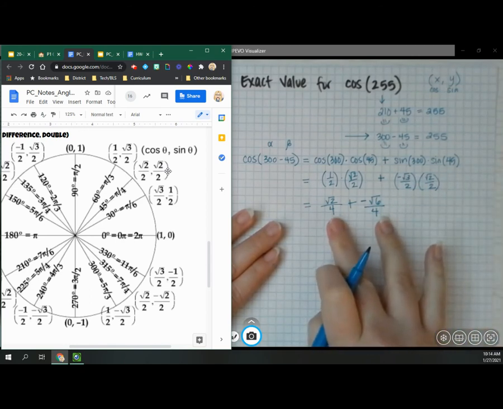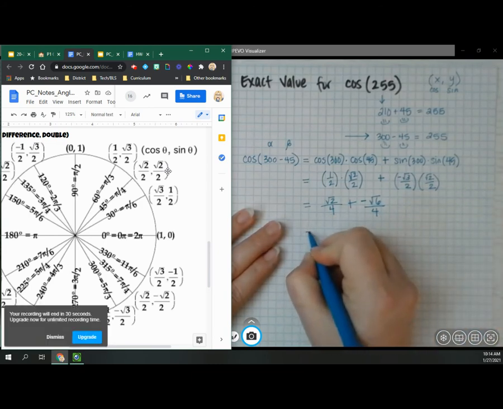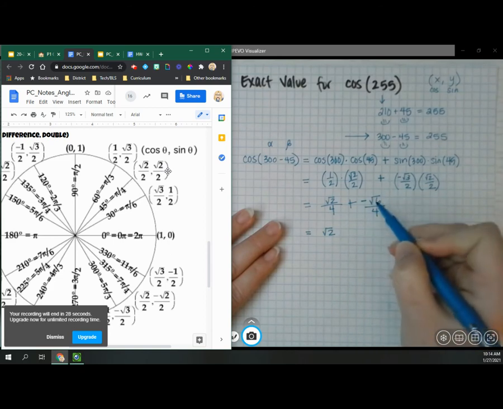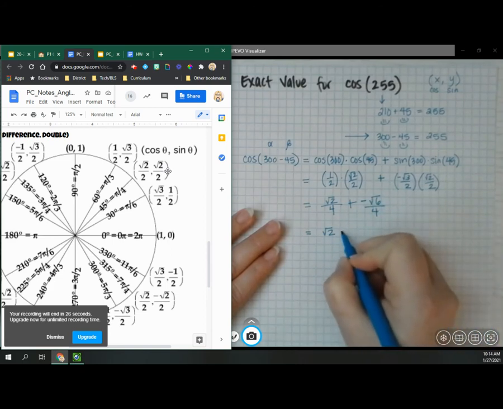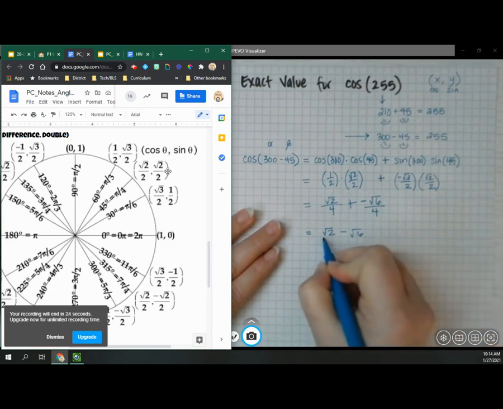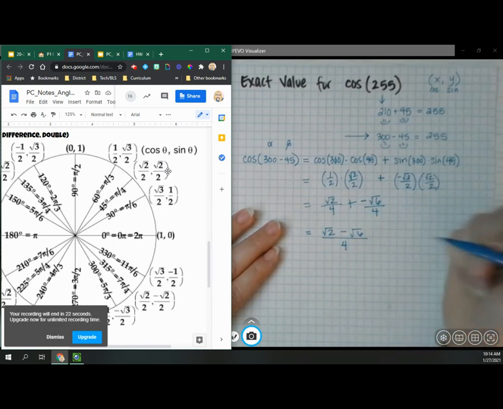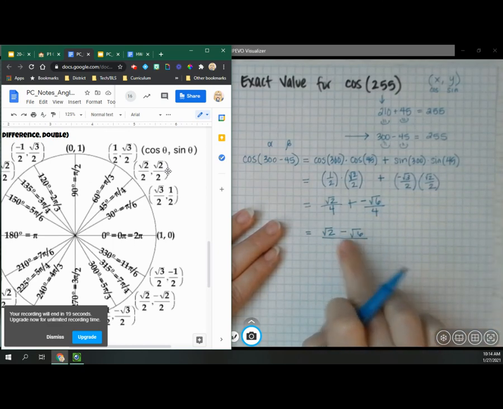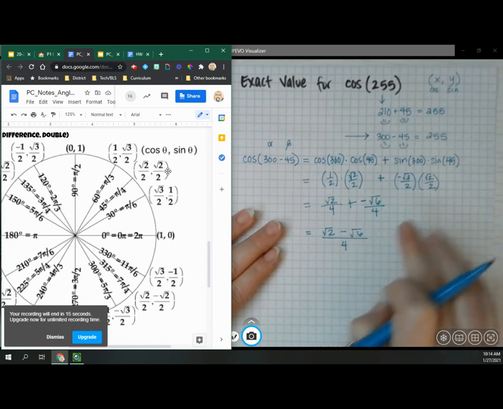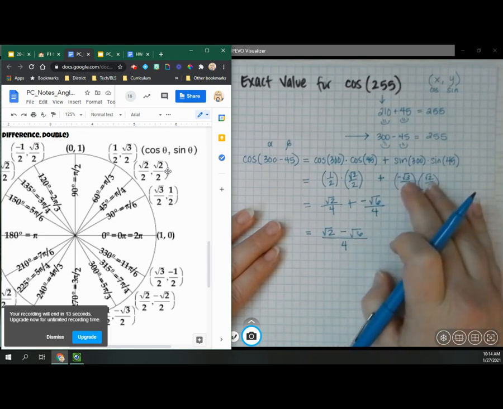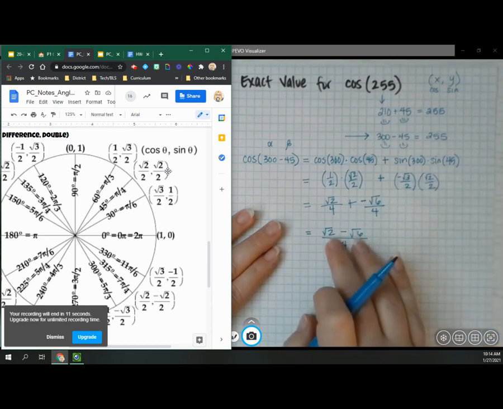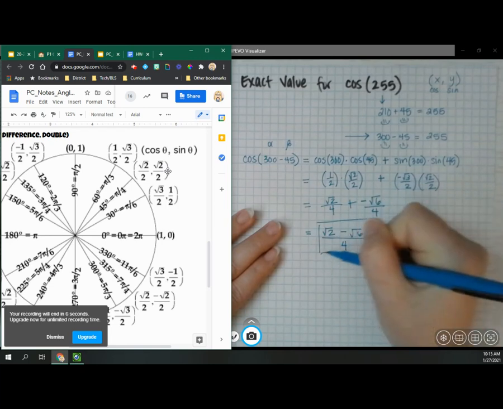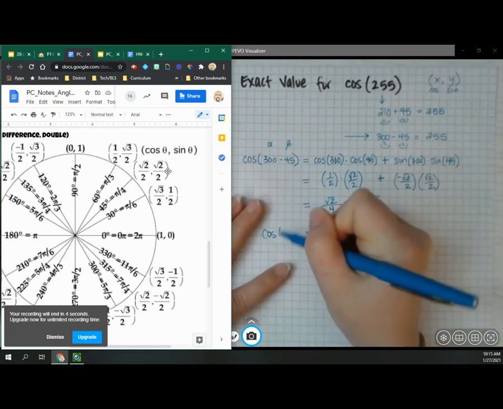I can combine these because they have a common denominator. When I combine them, I get root 2. Since root 6 is negative, we're going to go minus root 6. And they have the same denominator of 4. I cannot combine root 2 and root 6 because they do not have the same base. Yes, I can multiply two radicals, but I can't combine them if they're not having the same number inside. This is my final answer for cosine of 255.